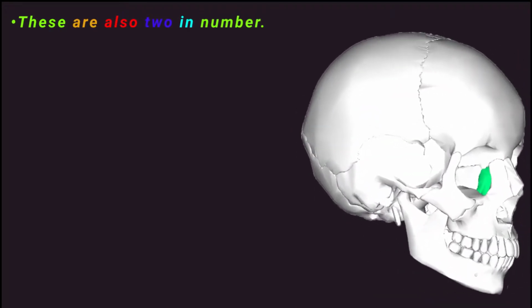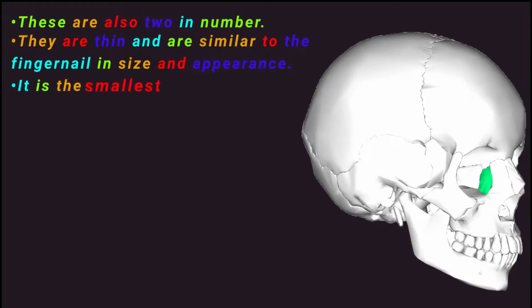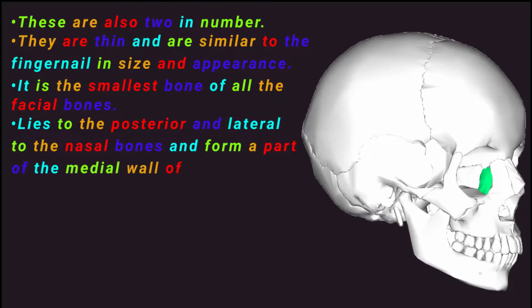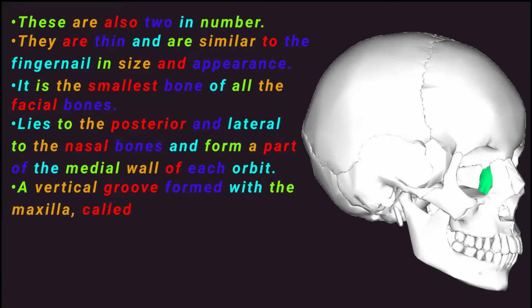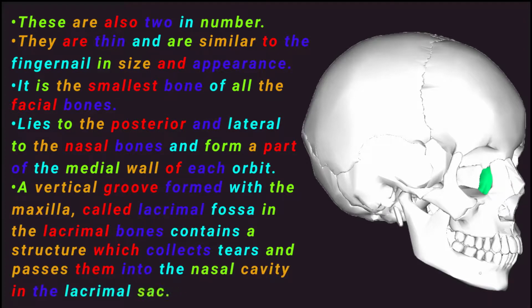Next, the lacrimal bones. These are also two in number. They are thin and similar to a fingernail in size and appearance. It is the smallest bone of all the facial bones, lies posterior and lateral to the nasal bones, and forms a part of the medial wall of each orbit. A vertical groove formed with the maxilla, called the lacrimal fossa, in the lacrimal bones contains a structure which collects tears and passes them into the nasal cavity, the lacrimal sac.